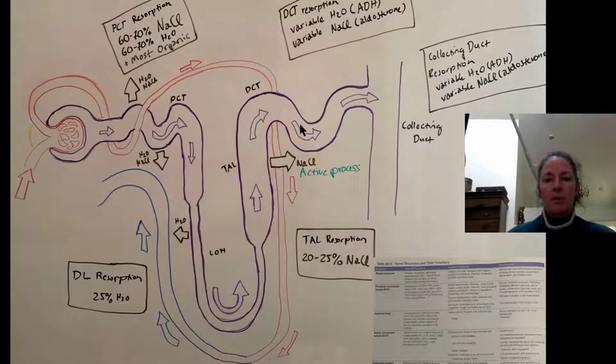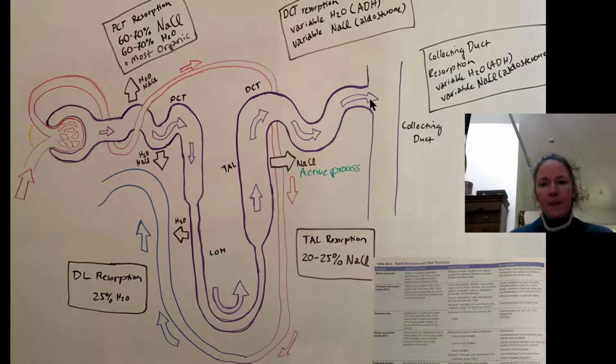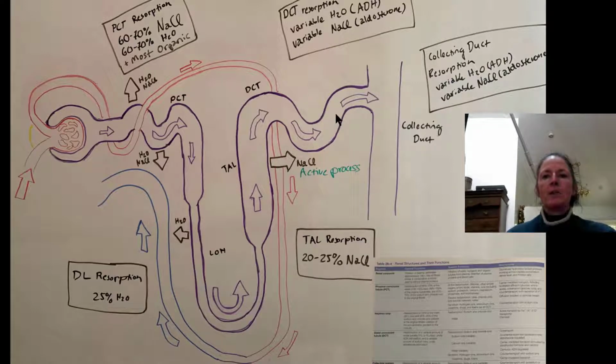Now, as we get up here, we're going to adjust the amount of water and the amount of salt. It's variable. It's going to be dependent on basically our filtrate volumes and our fluid balance within the body. So at the distal convoluted tubule and the collecting duct, we will see that we're going to have variable water resorption under the influence of antidiuretic hormone. Remember our posterior pituitary hormone, antidiuretic hormone, that is also known as vasopressin.